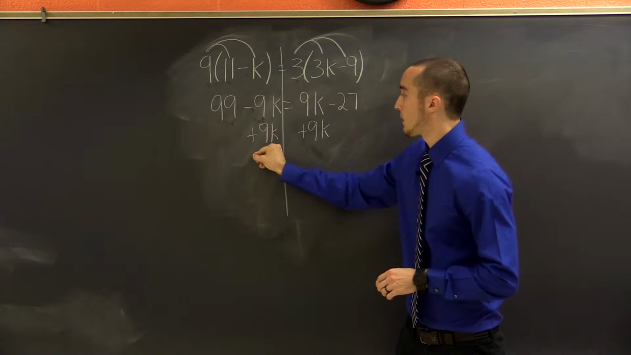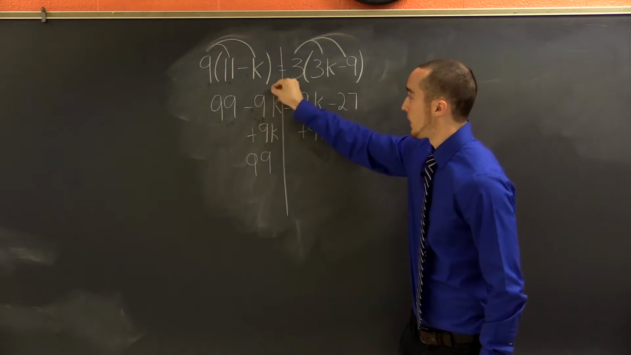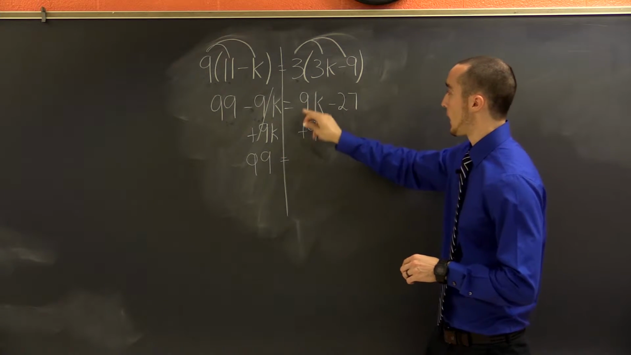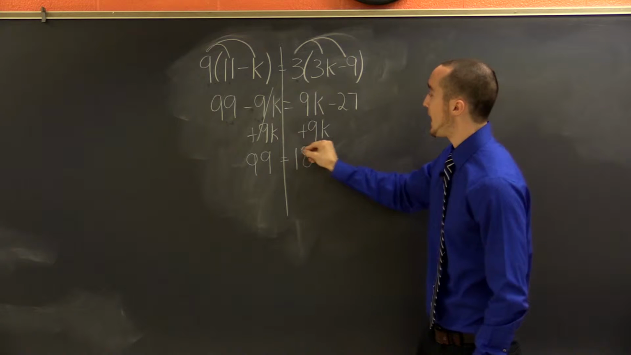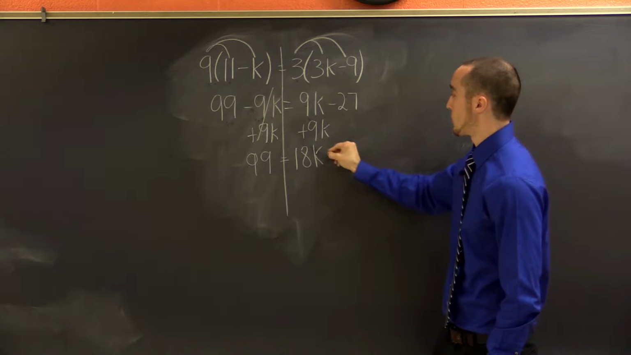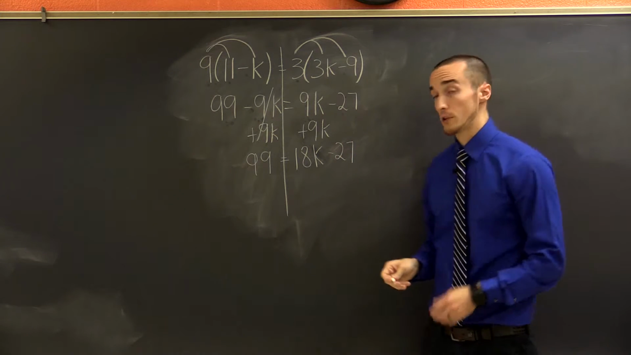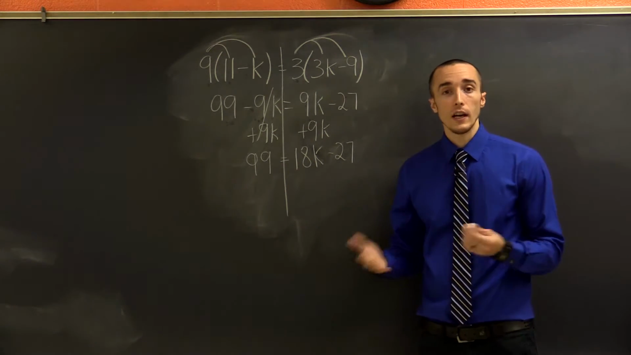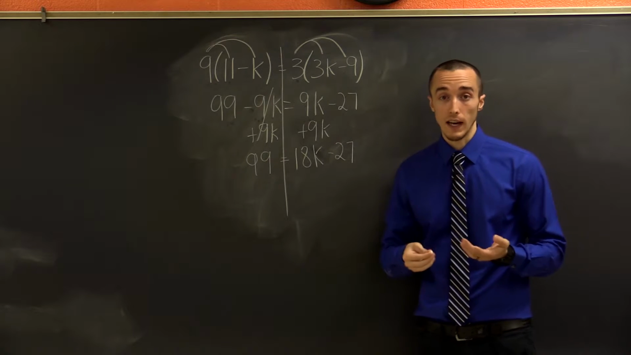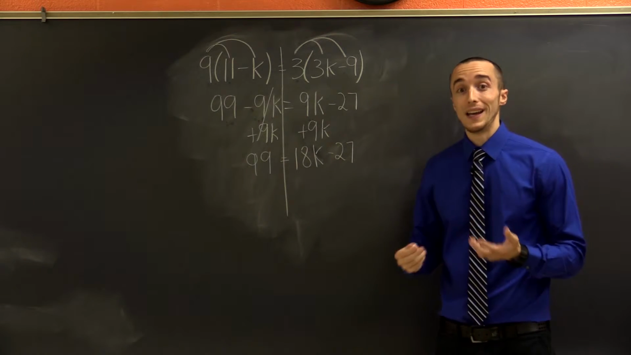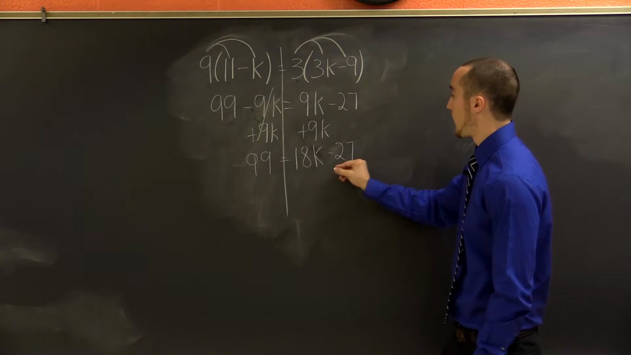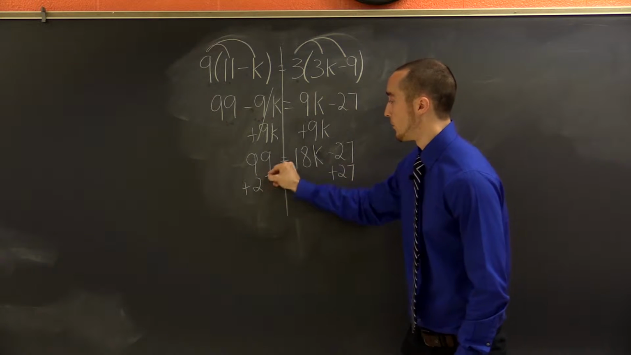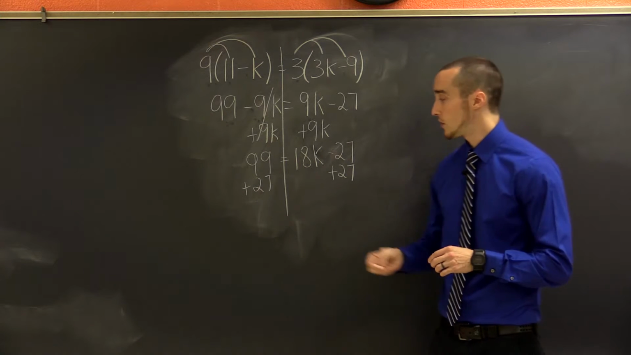We can go ahead and drop down 99 to the next line, and our 9k's cancel out. This equals 9k plus 9k is 18k, and I can drop down the minus 27. Okay, so we're almost there, 2 steps left. The next step is to look for constants. Are there any numbers by themselves that I can get rid of? In this example, a negative 27. So I can undo a negative 27 with a positive 27, and of course I have to do that to both sides. So let's see what that gives us.